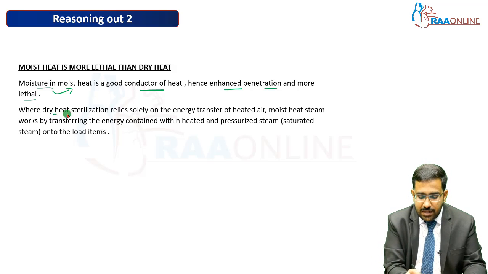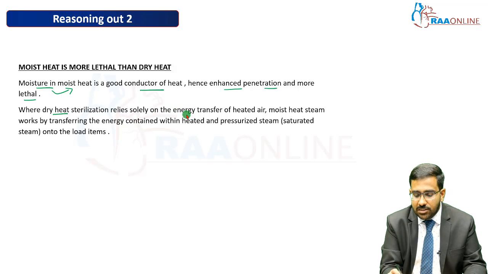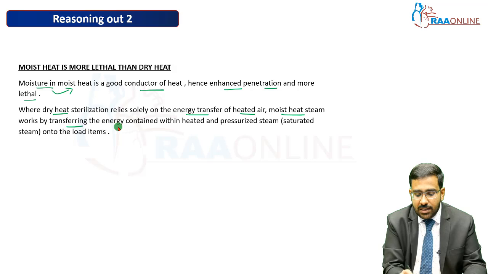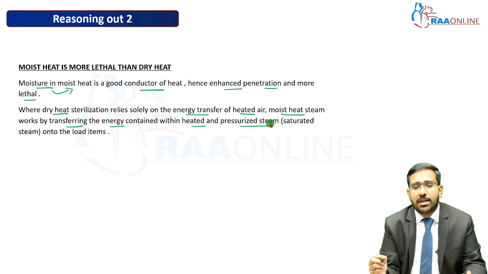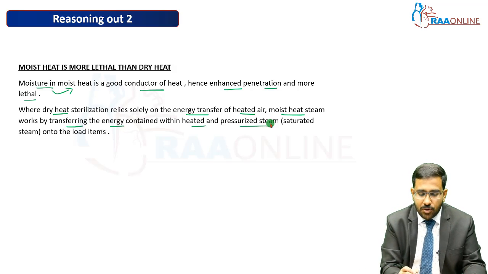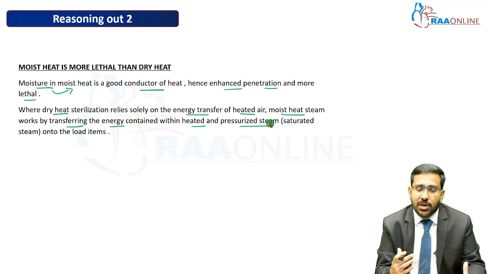Dry heat sterilization relies solely on energy transfer of the heated air, whereas moist heat works by transferring the energy contained within the heated and pressurized steam, which is called saturated steam. There is going to be better penetration and better killing of the organism, and better sterilization of the object.